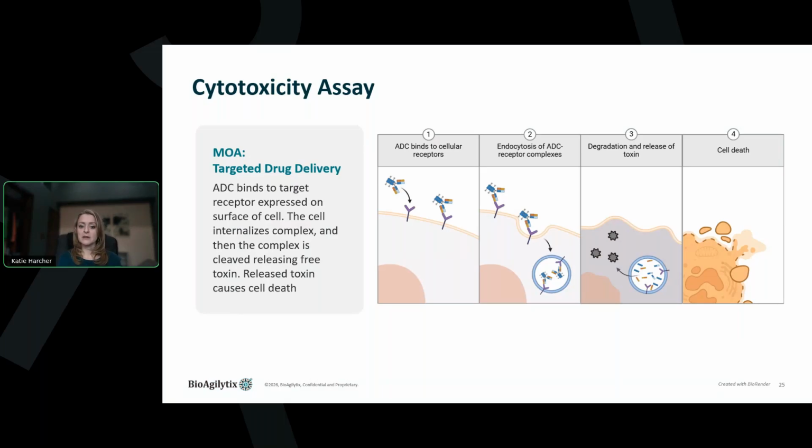And then within the cell, the antibody is cleaved from the toxin. The toxin is now free and able to exert its cytotoxic effect inside that cell, which leads to cell death. It's important to note that healthy cells do not express the receptor of interest in this case, and so they were minimally impacted by this ADC. The assay itself was utilizing cells that did have the receptor for the ADC. And on the next slide, I'll give you a little more detail into the assay.